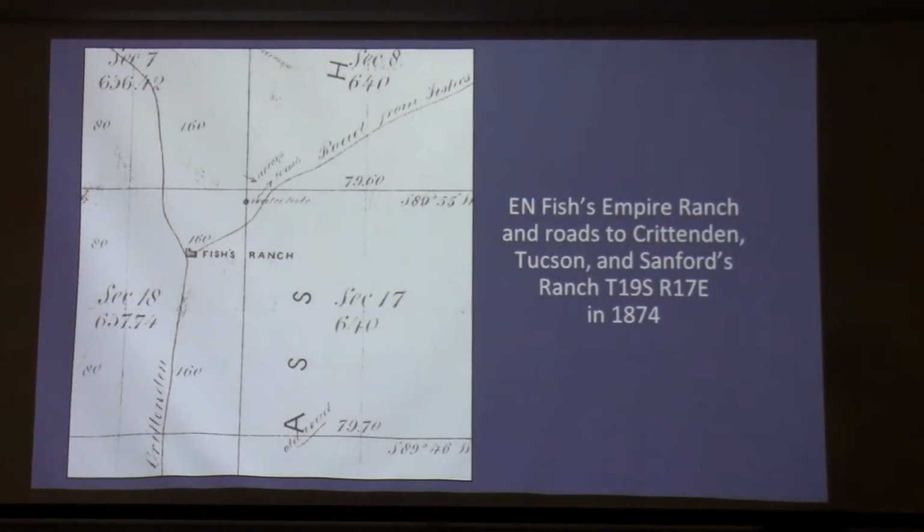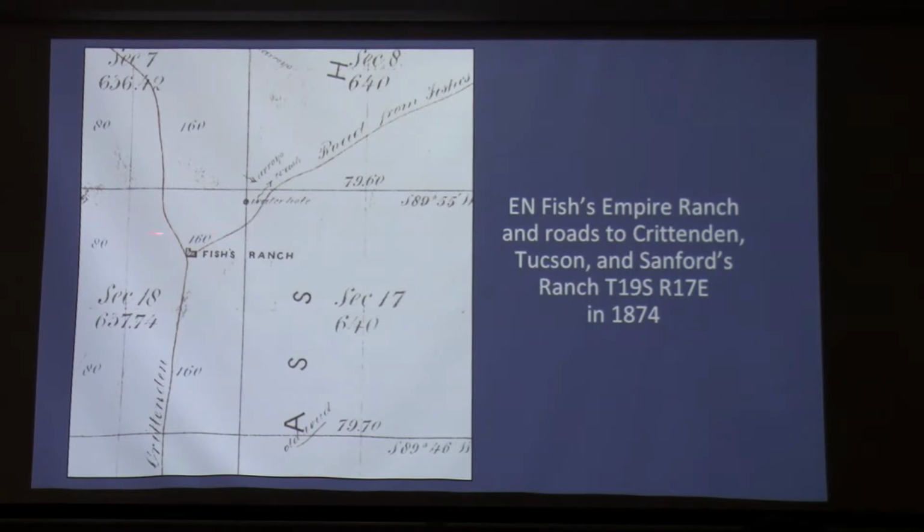Just looking at the Empire Ranch itself, which is originally owned by E.N. Fish, a major supplier in Tucson. So Theodore White identifies it right on the intersection of three roads. Fort Crittenden was off the bottom of the map and had just been closed. Here's the road leading to Sanford's Ranch, which is kind of off the edge.